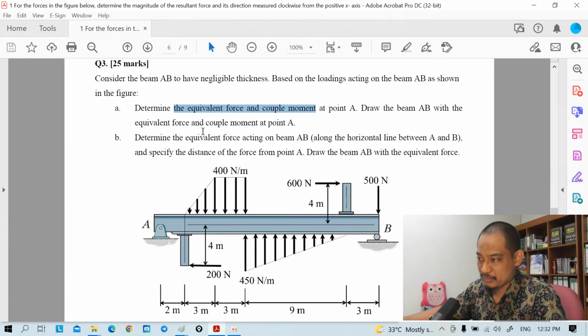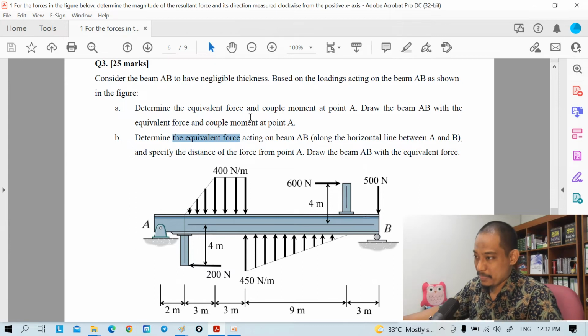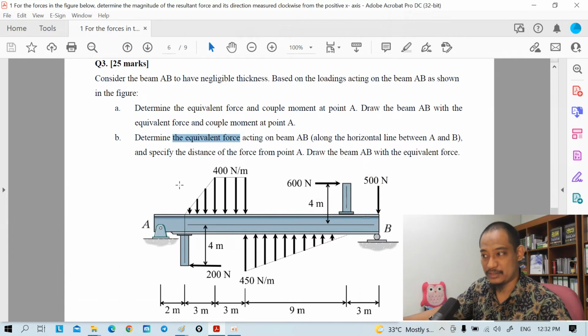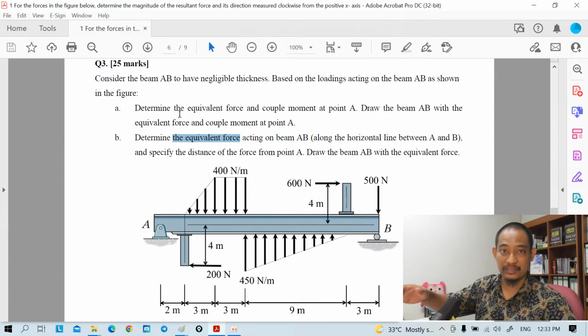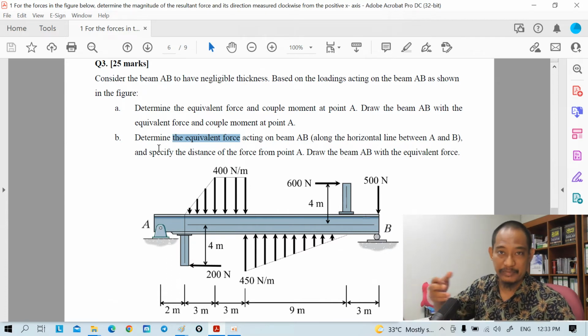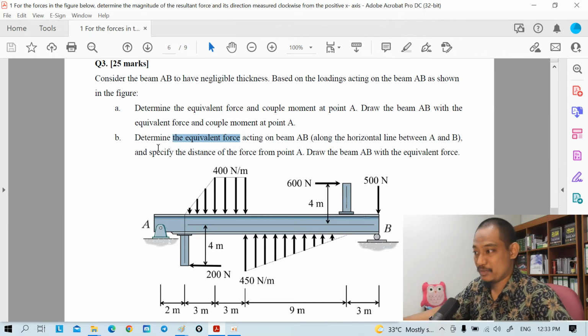And second, determine the equivalent force. So now the equivalent force acting at point AB along the horizontal line A and B along this line, and specify the distance of the force from point A. So meaning that this is further simplification. So in statics, part A is simplification to have one force and one moment. Part B is further simplification to just have one force and find the distance, right?